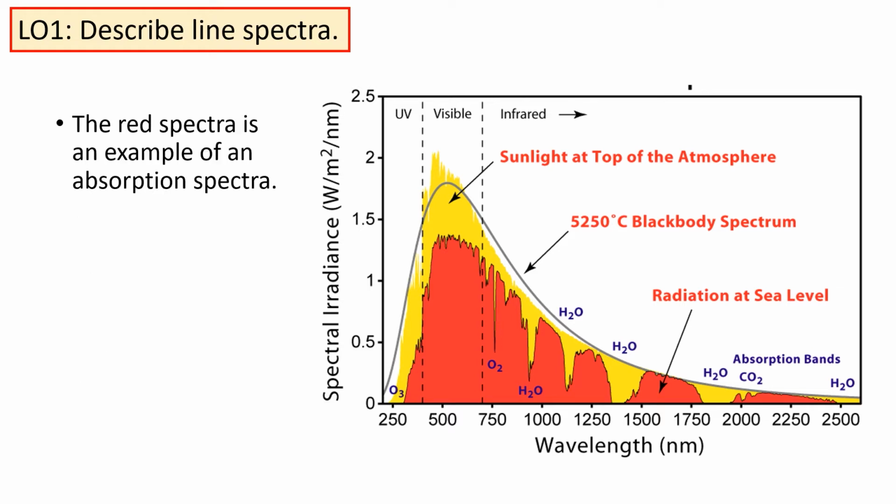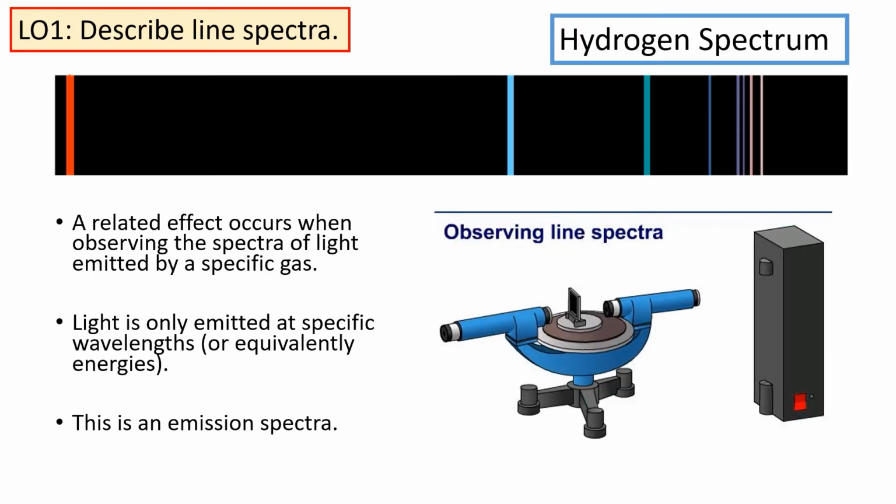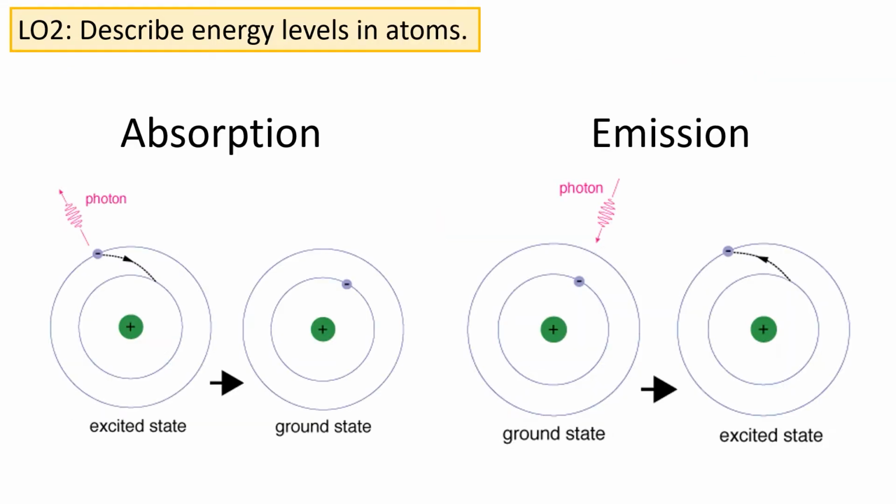This red spectrum is an example of what's known as an absorption spectrum. A related effect happens when we look at the light that comes from a specific gas. If we look at the spectrum of light given off by hydrogen, for example, we can see that only specific wavelengths are being emitted. This is what's known as an emission spectrum. All of these effects can be explained by the transitions of electrons between energy levels inside atoms.